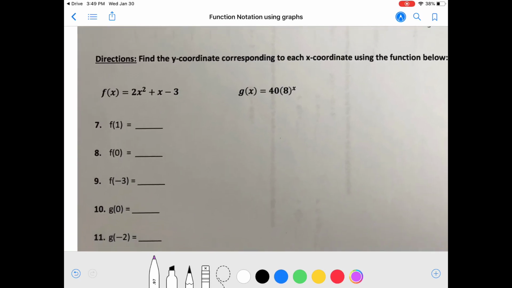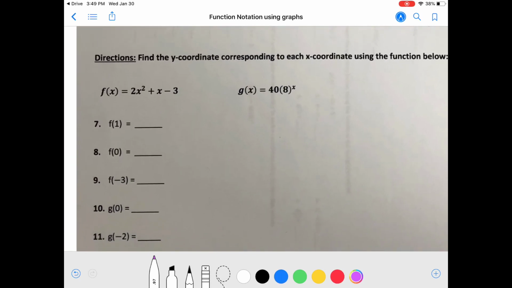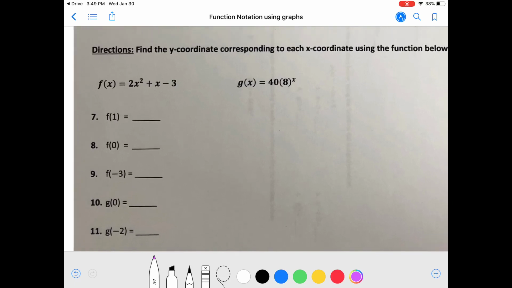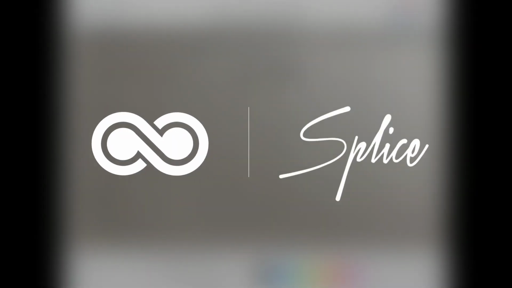So find the y coordinate corresponding to each x coordinate using the functions below. So that should have an s. So again, all of these are going to give us our x values, and we're substituting these in. Okay?